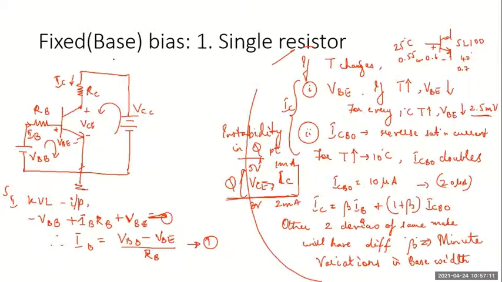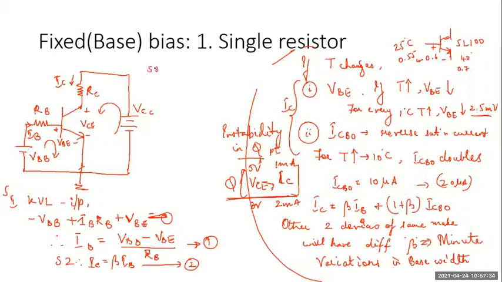Next, from this, I can fix up the collector current. Therefore, IC is equal to beta times IB approximately. That is step 2. Step 2 is fixing up the collector current. IC is equal to beta times IB.